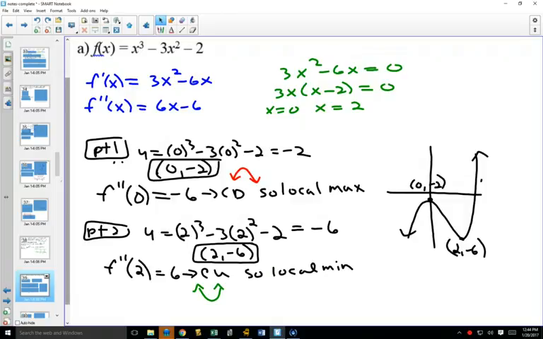So to recap, what does the second derivative test need to find out if something's a maximum or a minimum? You need 2 things. You need to show that the first derivative is equal to 0, because that has to be true for any max or min. And then secondly, you have to find out if it's concave up or concave down at that point. And if it's concave up, it's going to be a local minimum. If it's concave down, it's going to be a local maximum.